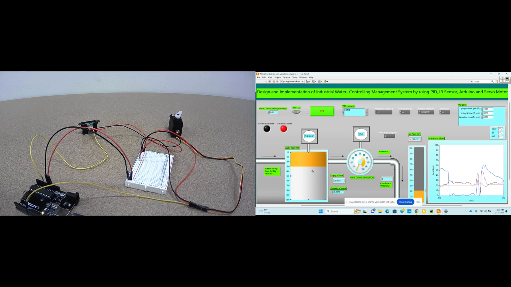Here the water will be stored, and the IR sensor will be mounted over the water tank. It will help us to detect the water level, and then send it to the PID, and then the PID will take the decision. And this is the water control valve. It is operated by the servo motor, and the water will be drained out in that system. The servo motor will be either open or fully closed depending on how much water we want to have in the water tank.